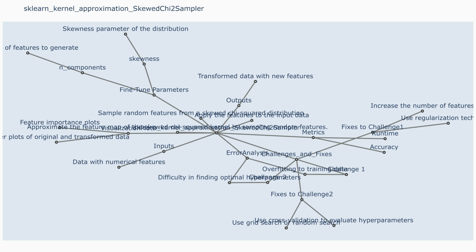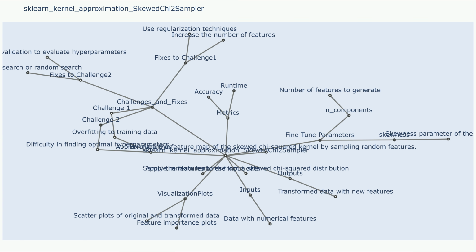sklearn kernel approximation skewed Chi2 sampler. Description: skewed Chi2 sampler is a kernel approximation method in scikit-learn that approximates the feature map of a chi-squared kernel. This method is particularly effective for high-dimensional sparse data, common in text and image data.